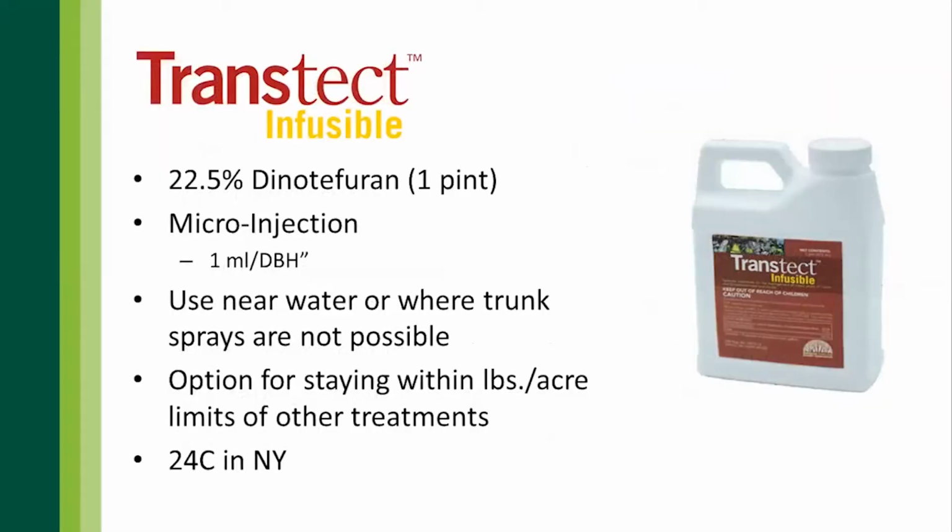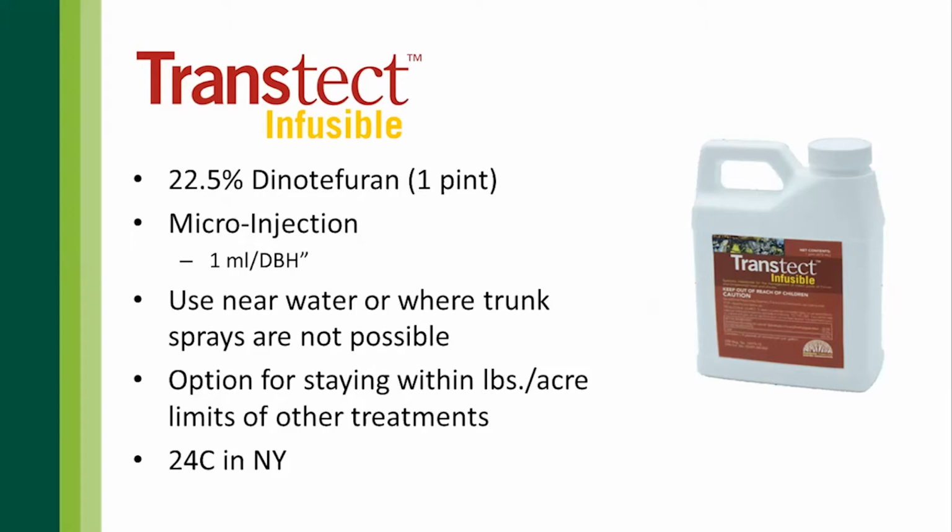Thanks, Patrick. Now we're going to talk a little bit about the next step or option, which would be a Transtect infusible injection. And this would be a root flare trunk injection as a micro injection. This is a 22.5% dinotefuran, which is packaged in a 1 pint container. And the rates, and this is why it's really attractive, the rates are exceptionally low. 1 milliliter per diameter at breast height gives you very, very high levels of control.